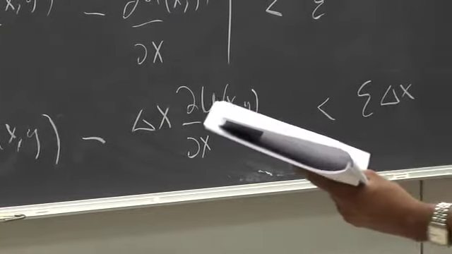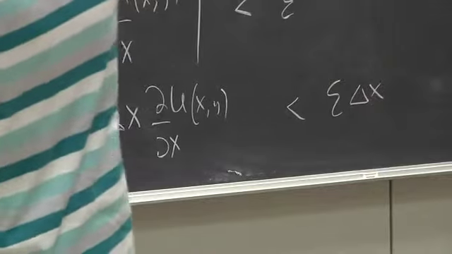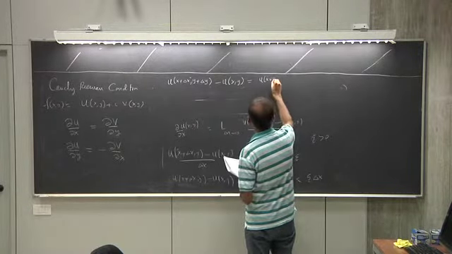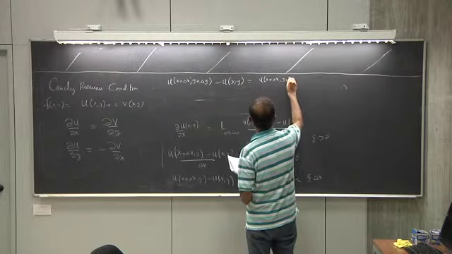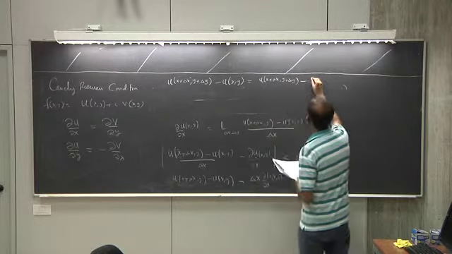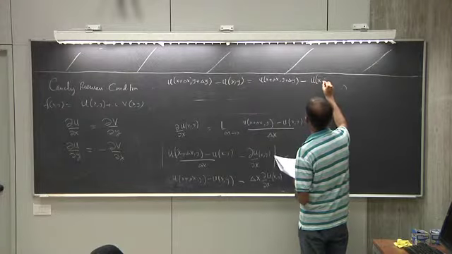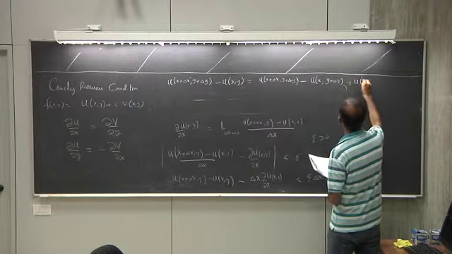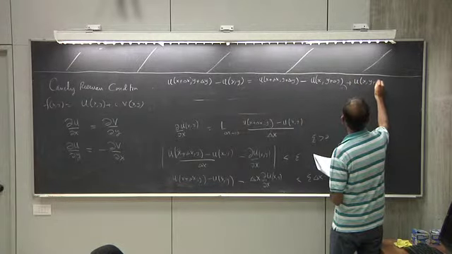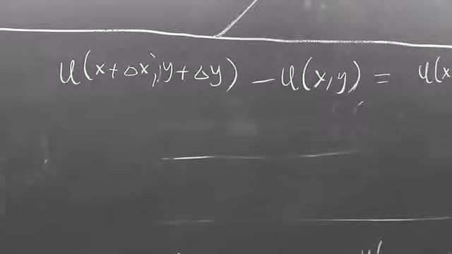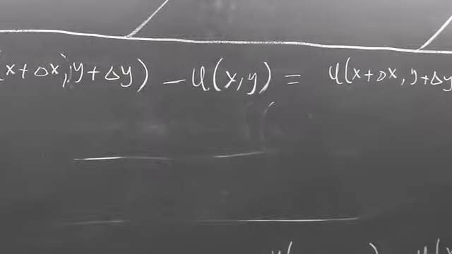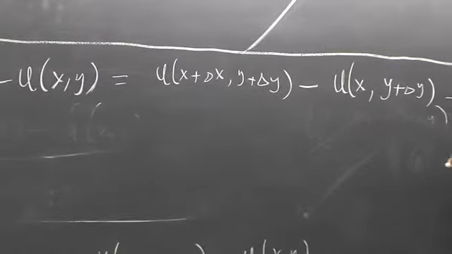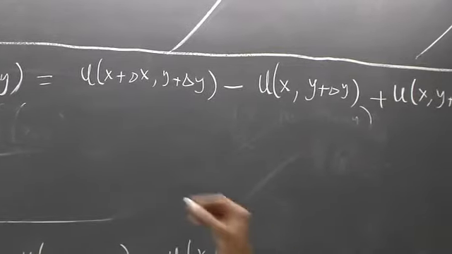So now let's look at this object. I can rewrite it as u of x plus delta x, comma y plus delta y, minus u of x, y plus delta y, plus u of x, y plus delta y, minus u of x, y. So what I have done is just added and subtracted the same thing. I have done nothing.